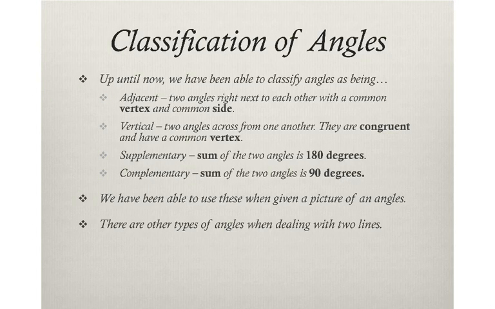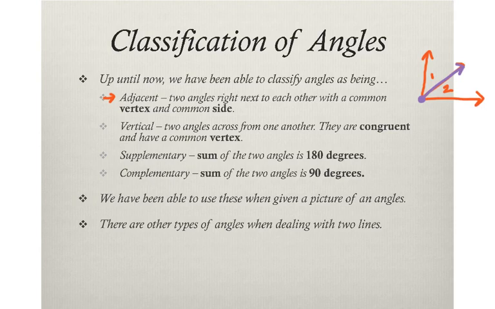So the first one is adjacent, where you have 2 angles right next to each other with a common vertex and a common side. So what that means is if I draw the figure for you guys, angle 1 and angle 2 would be adjacent here because they have a common vertex and they have this common side.